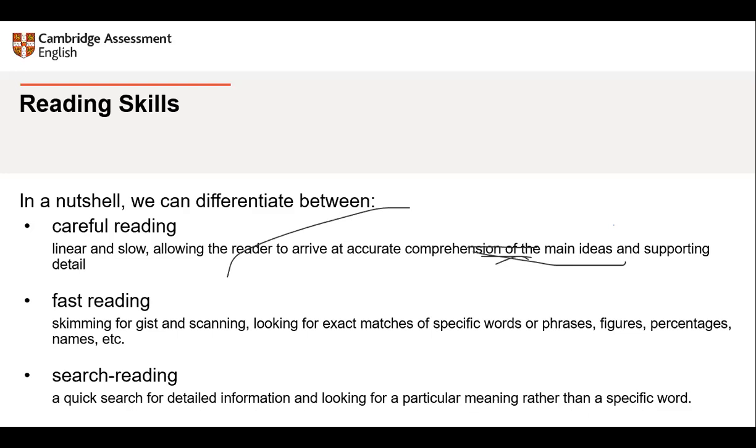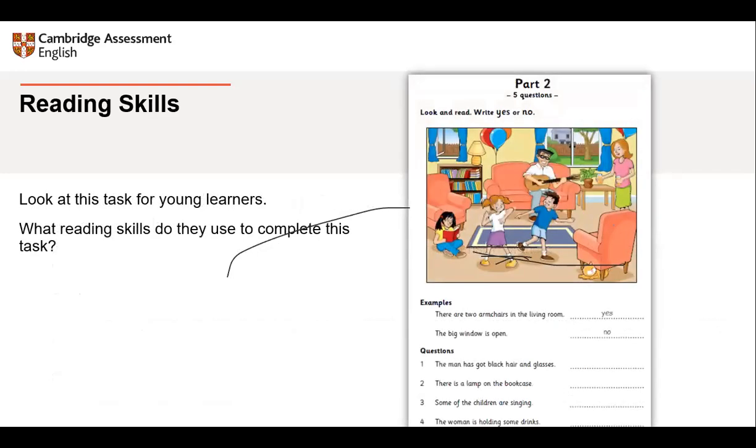And search reading, when you do a quick search for detailed information, looking for particular meaning rather than a specific word, right? So the reason why I'm doing this recap is because we have reading skills that will depend not only on text, but on other things, like, for example, images. So look at this task for young learners. What reading skills do they use to complete this task?